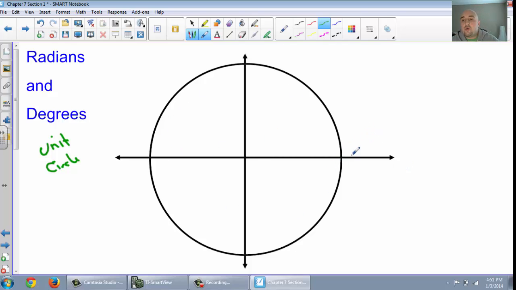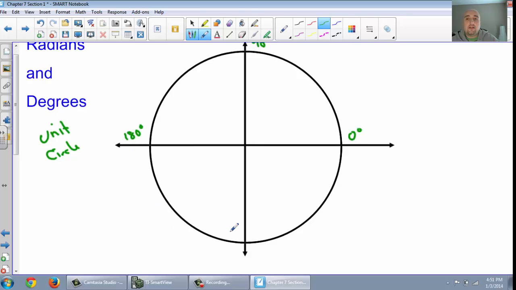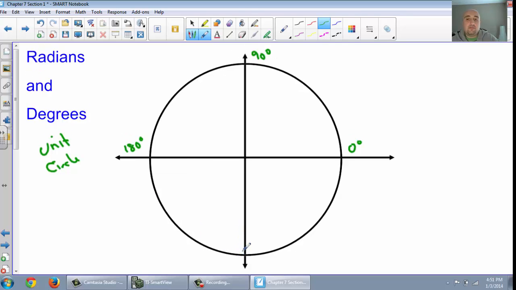All right, and we always start at 0 degrees, and then we have a 90-degree angle, so 90 degrees is up here, and then hopefully 90 plus 90 is 180, and then 90 plus 90 plus 90 is 270. And then when we finish back up here, we have a full circle all the way around, which is 360 degrees.